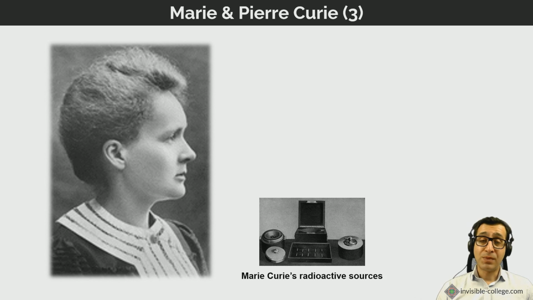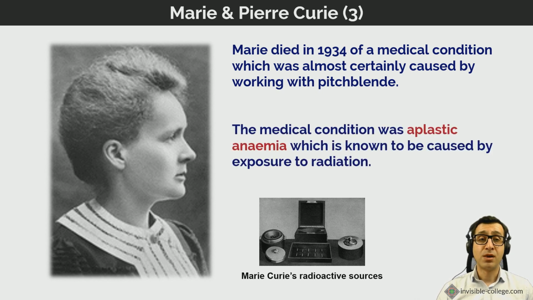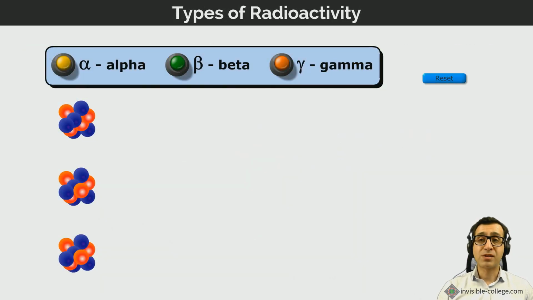Now, unfortunately, because of her work with radioactivity and because very little was known about the risks of radioactivity at the time, she died in 1934 of a medical condition which was almost certainly caused by working with those radioactive materials. This was called aplastic anemia, which is now known to be caused by exposure to radiation. So that's a bit of the history of where our understanding of radioactivity ultimately came from. So let's take a look at the types of radioactivity.